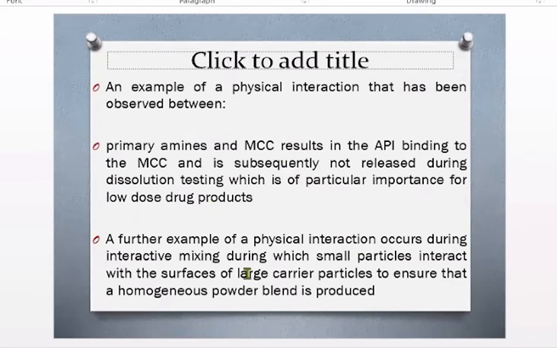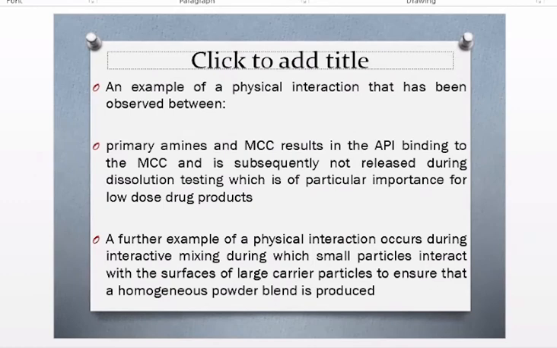You've got other examples, for example, physical interaction which occurs during mixing, in which smaller particles interact with surfaces of larger carrier molecules. So you've got a larger particle and then smaller particles get deposited onto the larger particles. The result is a homogeneous powder blend. So if you're looking for a homogeneous blend, this is going to be a beneficial interaction.